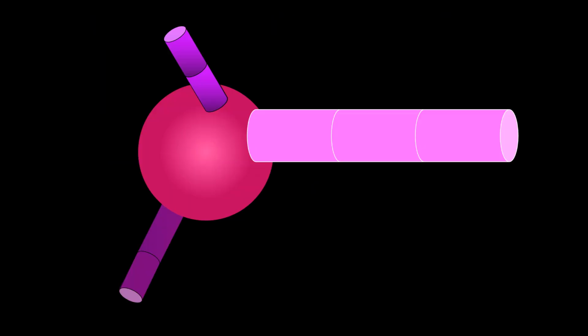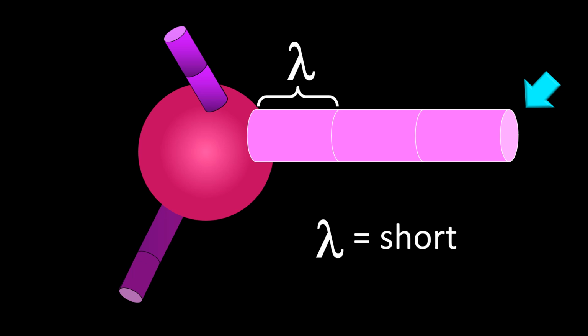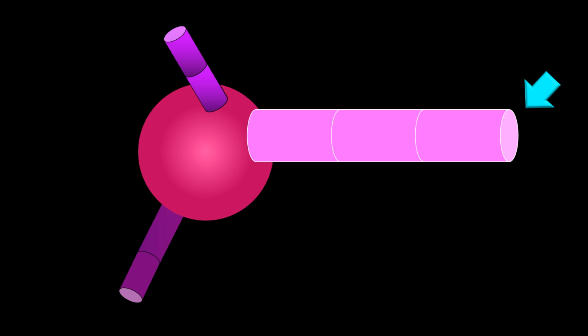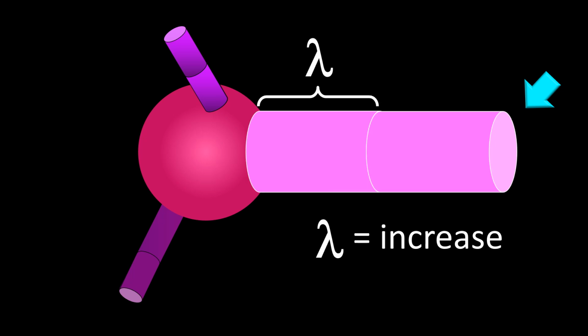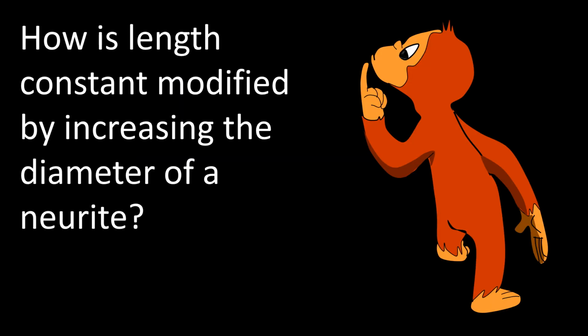When we talk about neurites, we are referring to dendrites and axons. To answer this question, we will use the axon as an example. A thin axon will have a short length constant. Increasing the diameter of an axon will, as I have done here, increase length constant. How is length constant modified by increasing the diameter of a neurite?